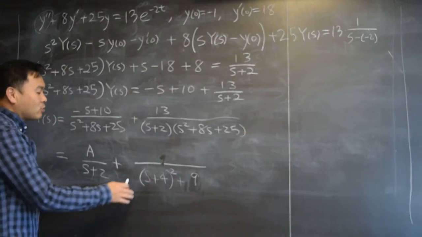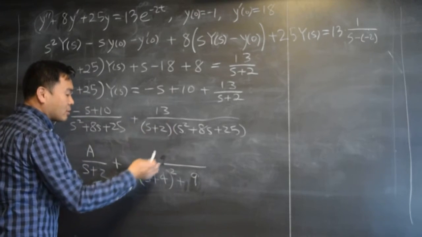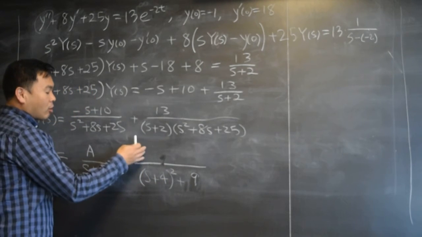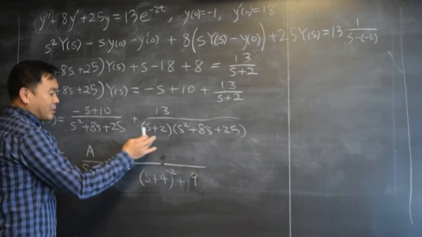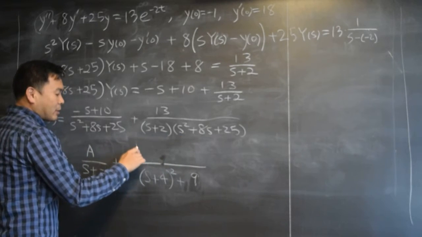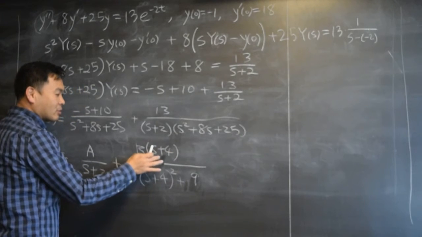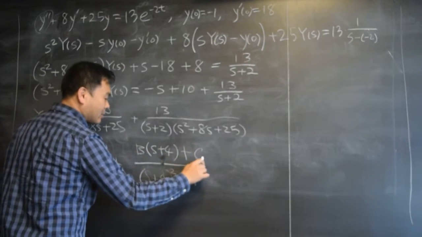And then once you transform the denominator into the completed square form, then on the top, instead of writing down bs plus c, you're going to write b times s plus 4. Whatever you get inside the square, that's going to be here. And then you're going to put a c.